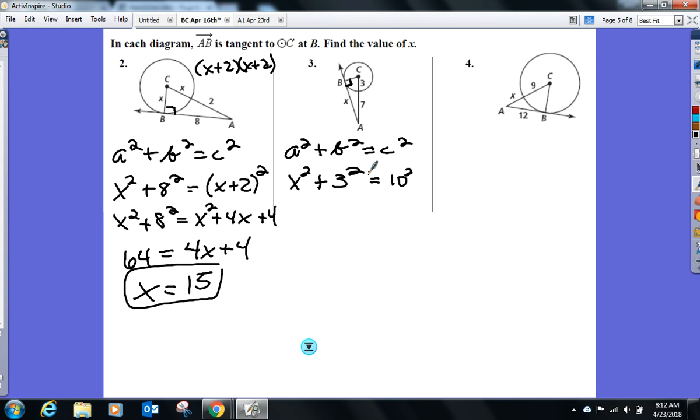And you guys can leave this in radical form because you're not going to be able to break it down. So just leave it square root of 91. Let's not play around with the decimals. We don't have time here.